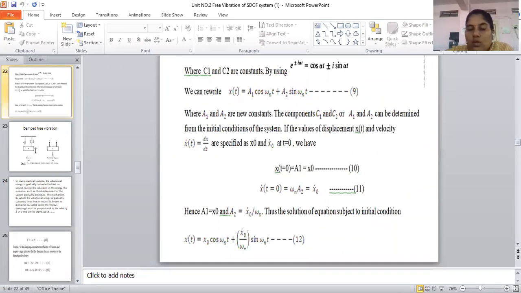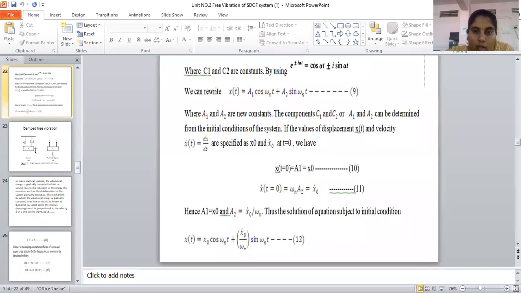From tomorrow onwards, we'll go towards unit number three. Tomorrow afternoon at 2:30 p.m., I have arranged one test on this unit number two. That will be an MCQ based test, and it has to be solved within 1 hour.